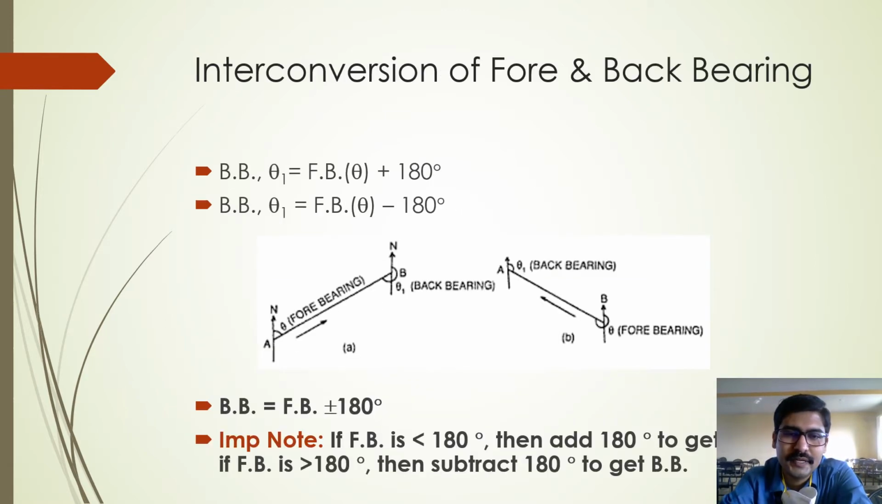So, interconversion of fore bearing and back bearing. If you know the fore bearing of the line, how to get the back bearing, and if you know the back bearing of the line, then how to get the fore bearing, right? Refer to this particular diagram, where theta is the fore bearing of the line and theta 1 is the back bearing of the line. This back bearing, this angle theta 1, will be equal to the fore bearing of the line plus 180 degrees. Just look at this, right?